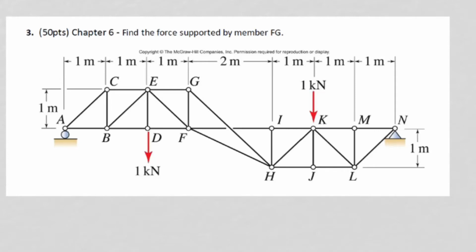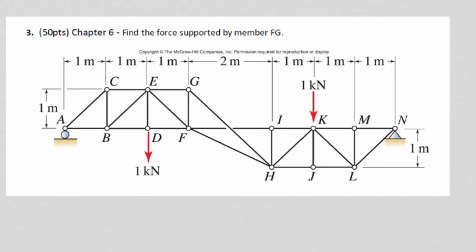Okay, this is our typical truss problem. For this particular truss itself, we want to know what the forces are that are supported by member FG, which is this member here. If we look at this, we know that we'll have to find our reaction forces at A and at N. And by inspection, we can easily see what those reaction forces are.